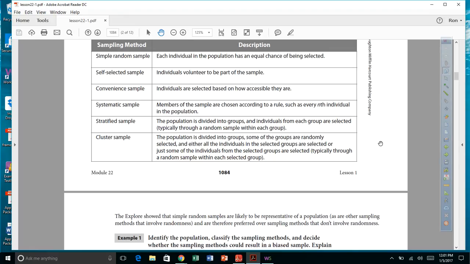Stratified sample. The population is divided into groups, and individuals from each group are selected, typically through a simple random sample within each group. Cluster sample. The population is divided into groups. Some of the groups are randomly selected, and either all the individuals in the selected group are selected, or just some of the individuals from the selected groups are selected, typically through a random sample within each selected group.